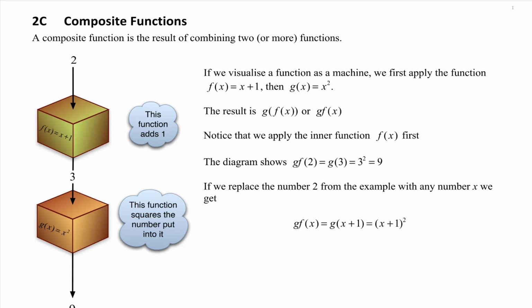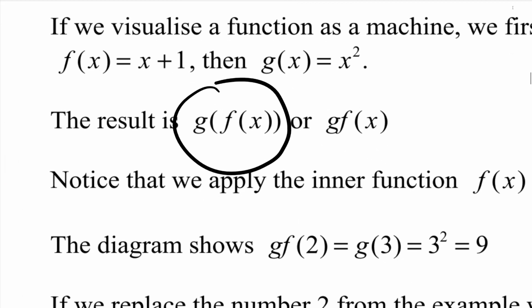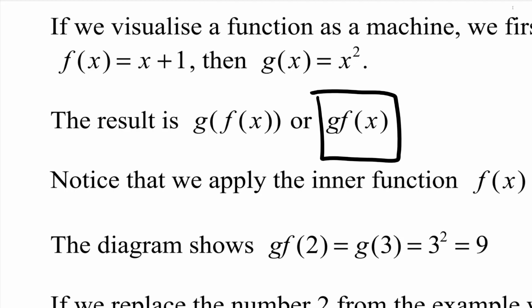The way that we write these functions is like this: g of f of x. There's a lot of brackets going on there, so I think it's nicer to look at it like this: gf of x. That's the best notation that you can use when you're talking about composite functions. It just means, looking from the inside out, that we've applied the function f of x first, and then we've applied the function g of x after that. So that is the definition and the notation of a composite function.